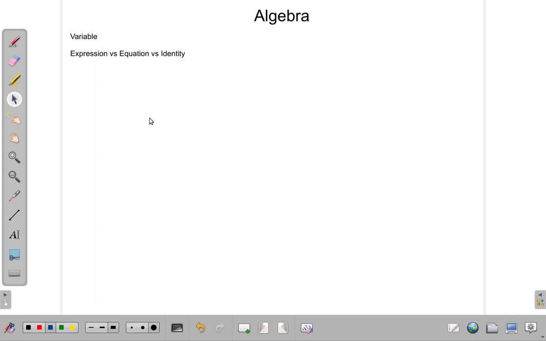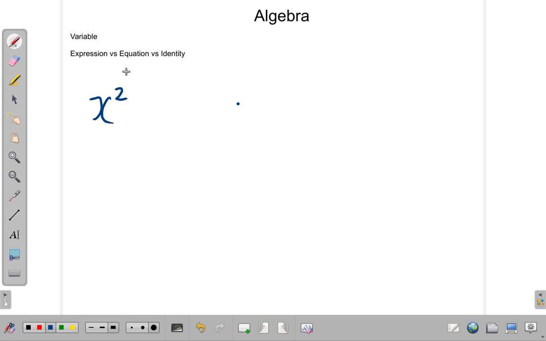Now, the variable, what is a variable? It is really a symbol, usually a letter. Sometimes it's an English letter, sometimes a Greek letter, used to represent numbers. So you can substitute a number for that letter. A popular letter to use when it comes to variables is x. So you say something like x squared.